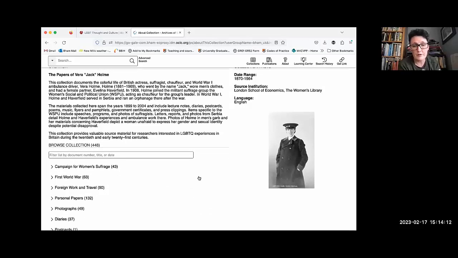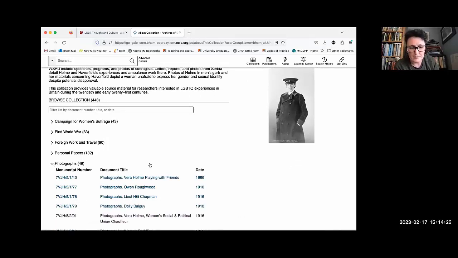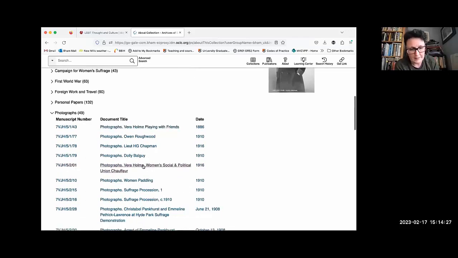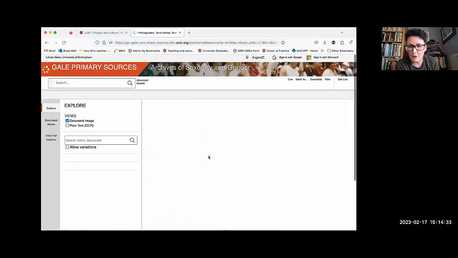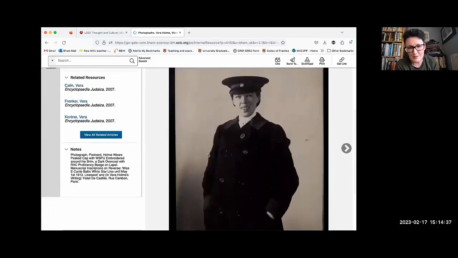as a chauffeur, there's material about her friends, the letters that she wrote, the love letters that she wrote. There's photographs, all of these really delightful photographs. There's her diaries. I'm just going to click through to a photograph because they're all amazing. But there's lots to analyze about her clothing and her gender presentation. So just to admire that.